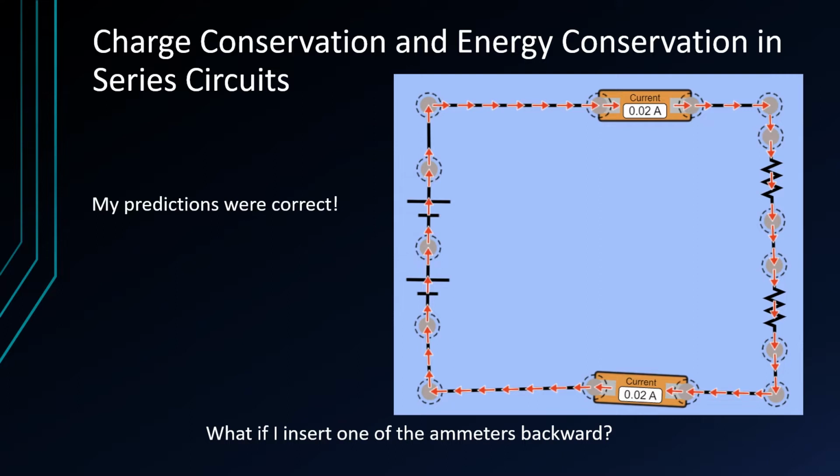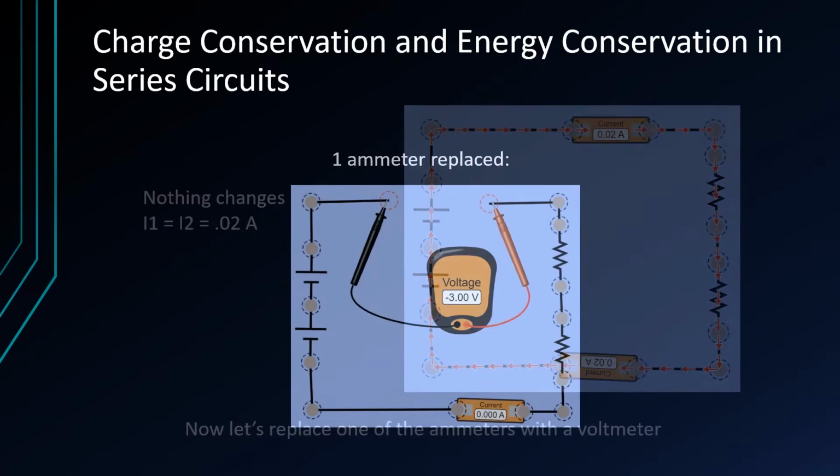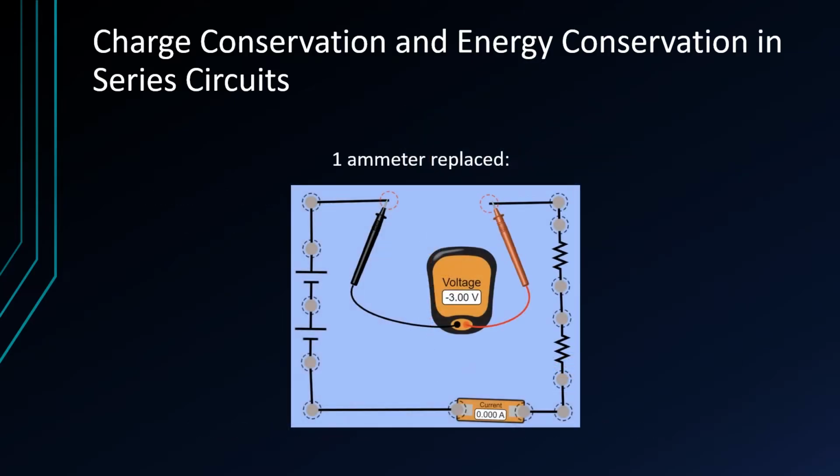But what if one of the ammeters was inserted backwards? We'll see that nothing changes. I1 is still I2, and they're still both 0.02 amps. But what if we replaced one of the ammeters with a voltmeter? Now we do have a change. The voltage drop across the gap will be -3 volts.